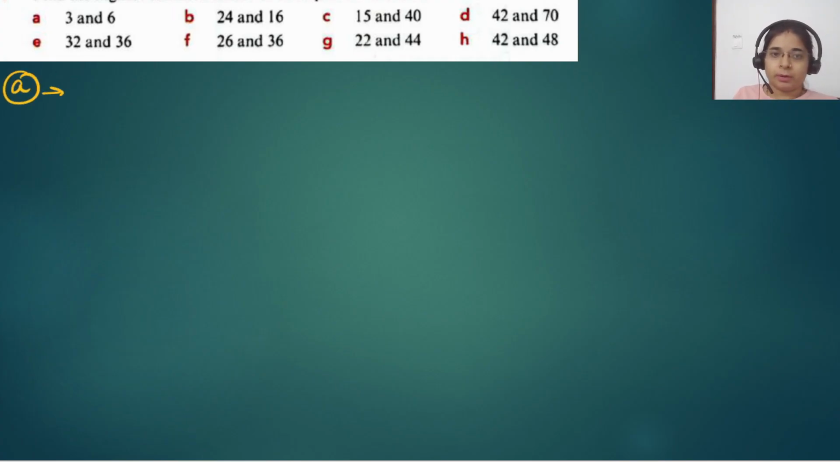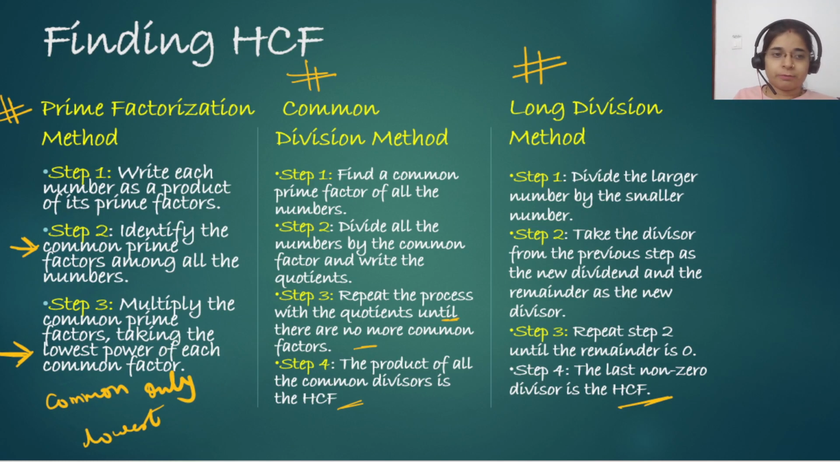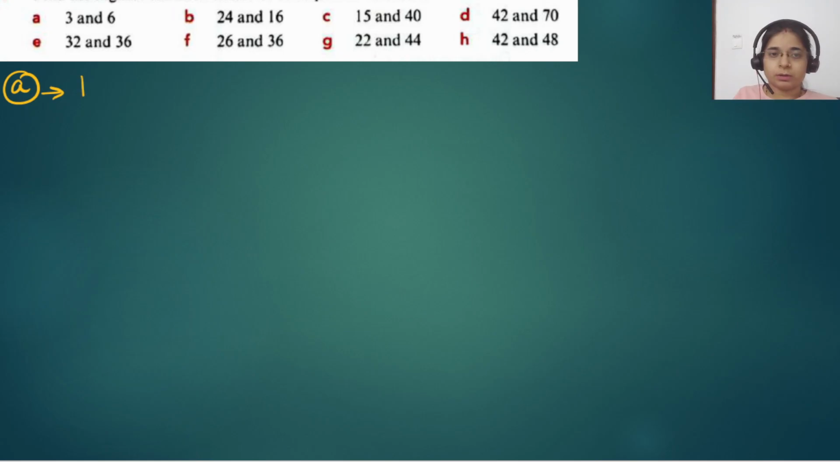So for the A part, we have to find the... what was the first method? The prime factorization. So we will do the prime factorization of 3, that is 3 only. 3 ones are 3, and the prime factorization of 6. Okay, A part is easy. You can do it. I will do the B part.